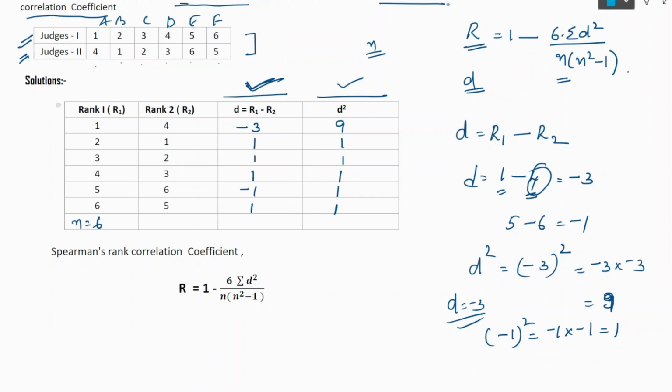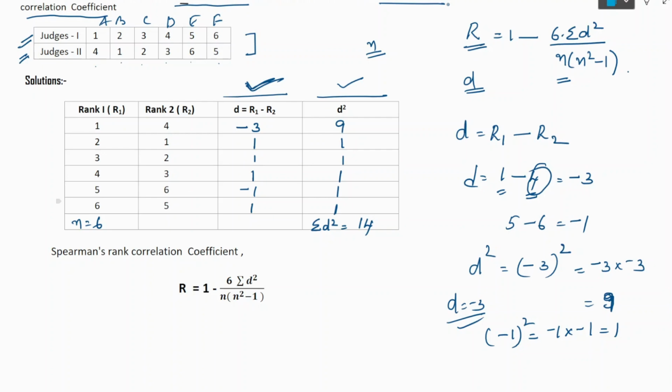Now, after completing D square, you are going to calculate sigma D square. This column, what is your addition? That means 9 plus 1, 10, and here 4, that is 14. Therefore, this is your table. In that table, there are 4 columns.